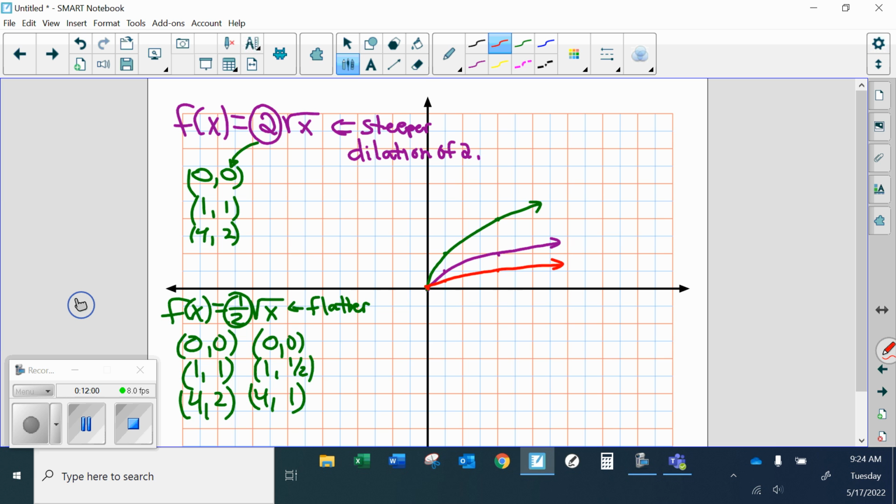Okay, so those are the different combinations that we're going to work with in this section here.